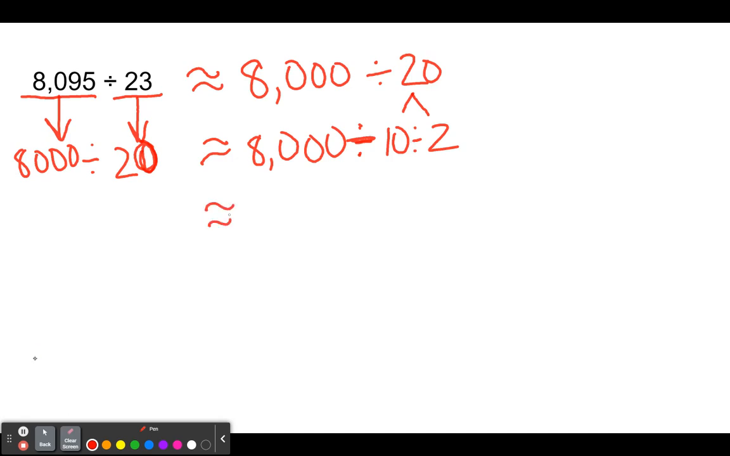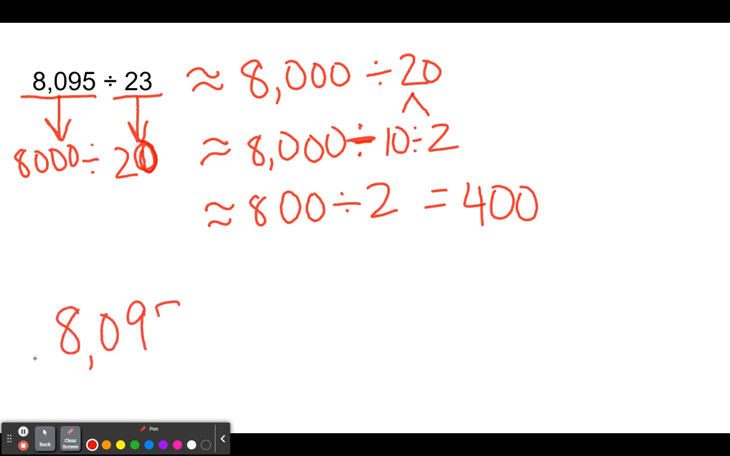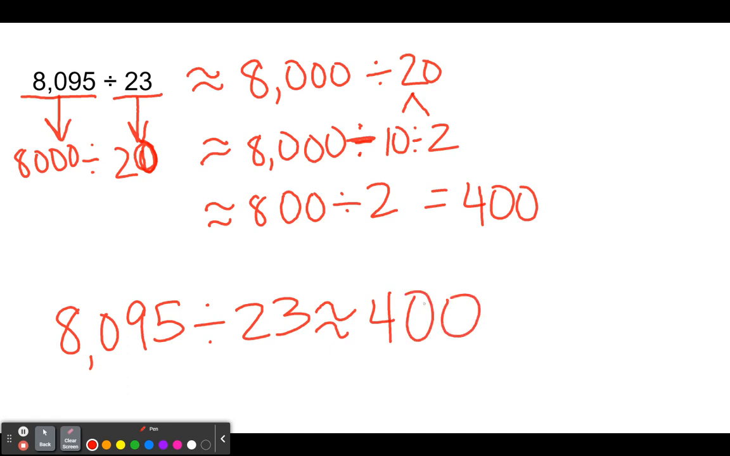So if I take my 8,000, divide that by 10, that is going to give me 800. And then I have to go ahead and divide that by 2. So now I have 800 divided by 2, which is going to equal 400. So 8,095 divided by 23 is about 400. So we approximated our quotient, or the answer to a division problem. This is just an approximation. It is not the exact number, but this is going to help me figure out what my answer is going to be around.